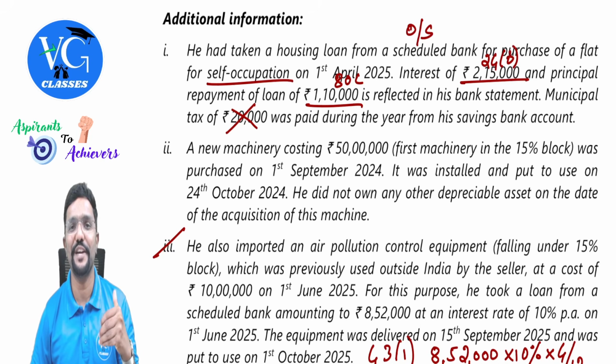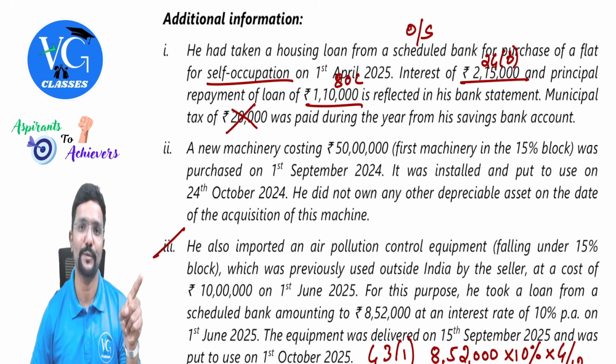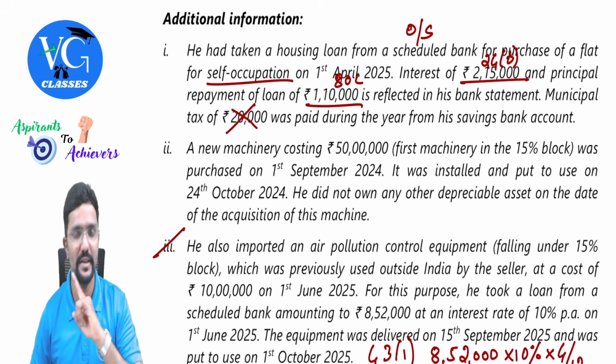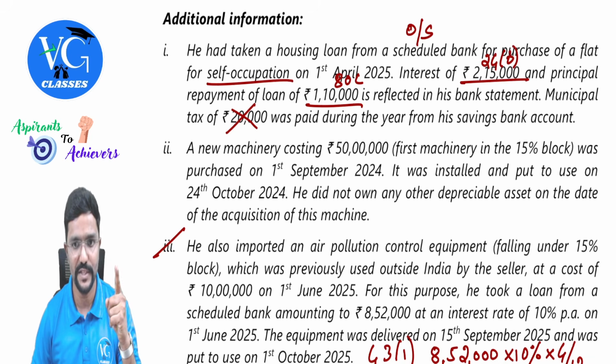Sir, what if assessee is following default scheme? Then both of them is not allowed. Interest on self-occupied property, not allowed. Principal repayment of housing loan deduction under section 80C, not allowed. Hope you got it.